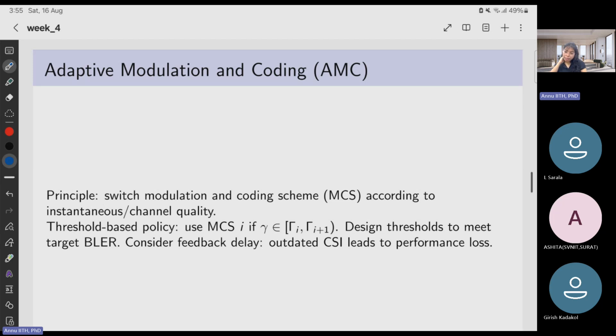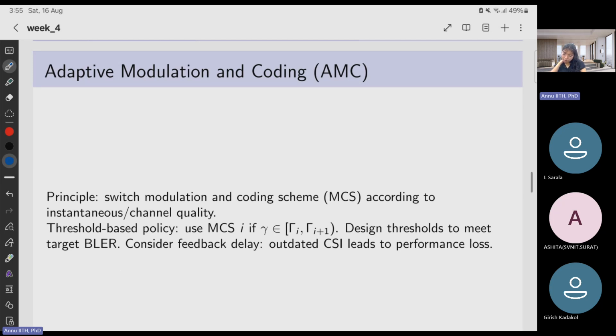Adaptive modulation and coding is actually deployed in 5G, and the principle is it will switch the modulation and coding scheme according to instantaneous channel quality. The threshold policy is like, it uses MCS i if gamma ranges from gamma i to gamma i plus 1. This is nothing but the channel quality. Design the thresholds to meet the target block error rate, considering the feedback delay. Outdated CSI leads to performance loss.